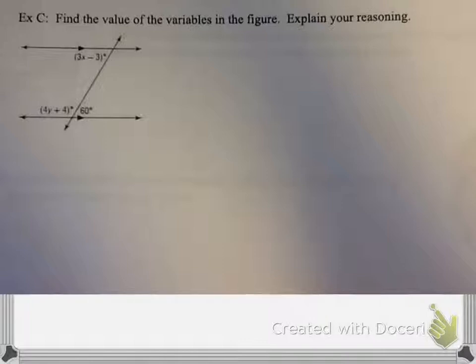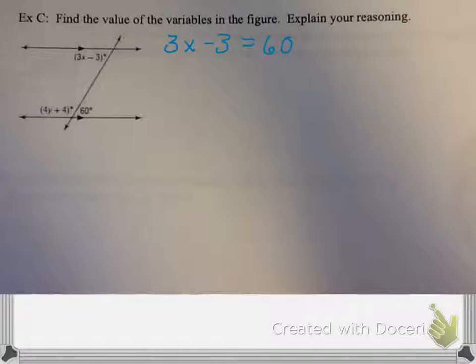So I'm going to just solve for x first. What I noticed between the 3x minus 3 and the 60, because I only have that one given measurement, is that they are alternate interior angles. And alternate interior angles are congruent. So that means I can set them equal to each other and solve for x. So I'm going to do 3x minus 3 equals 60.